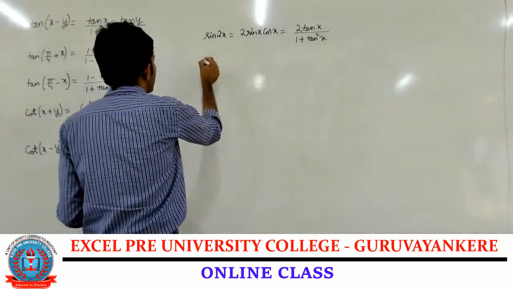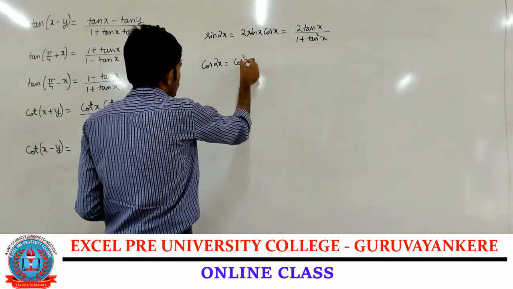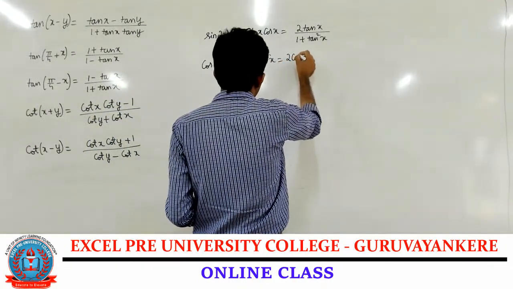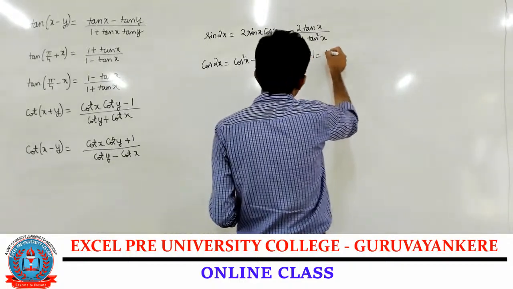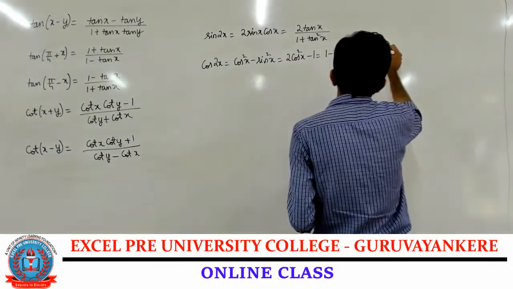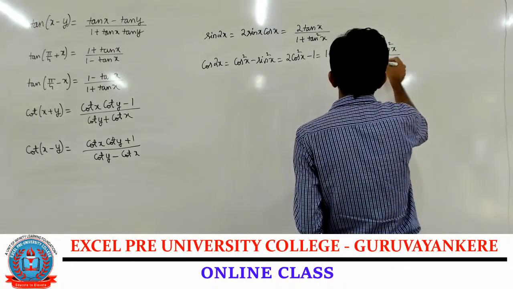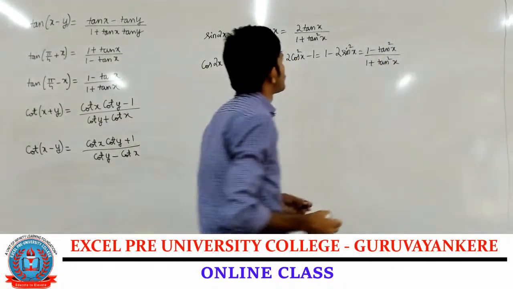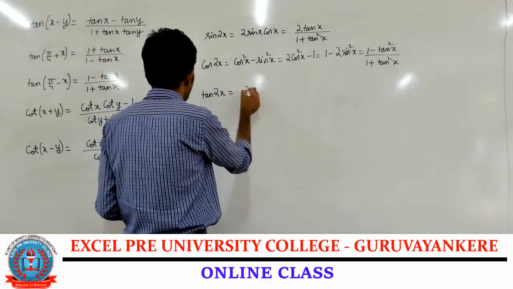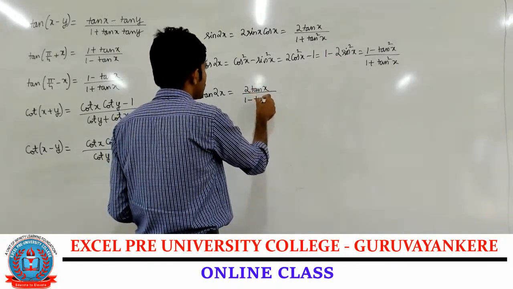Next we have cos 2x. Cos 2x is cos square x minus sin square x, which is equal to 2 cos square x minus 1, which is also equal to 1 minus 2 sin square x, which is also equal to 1 minus tan square x divided by 1 plus tan square x. Tan 2x is equal to 2 tan x divided by 1 minus tan square x.